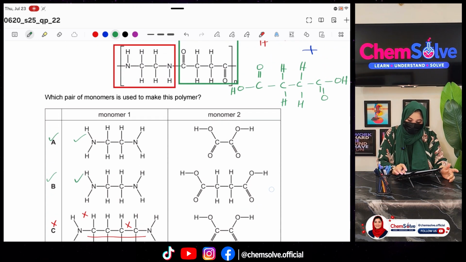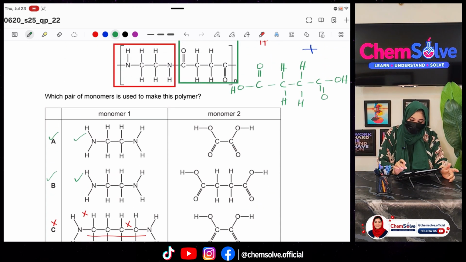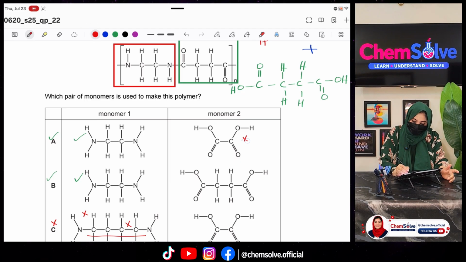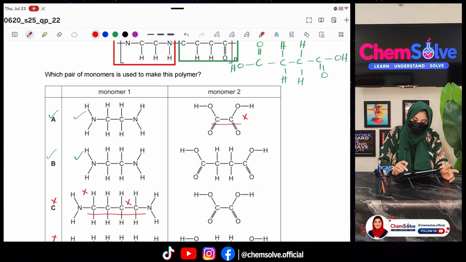So let's look at monomer 2. This one is absolutely wrong because it has only 2 carbons and we need 4 carbons. So this is correct because it has 4 carbons. So that's how the correct option is option B.